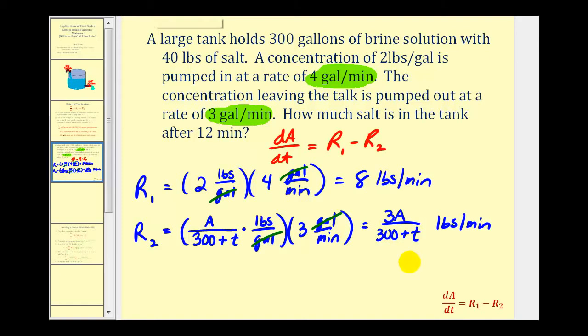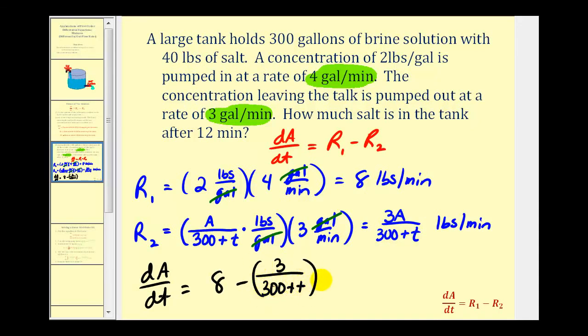So the differential equation to model this situation that we need to solve is dA/dt equals r sub 1, which is 8, minus r sub 2, which I'm going to go ahead and write as 3 divided by the quantity 300 plus t, times A. The reason I'm writing it this way is it's easier to recognize that this is a linear first-order differential equation. And also we know that A of 0 is equal to 40 because at time t equals 0, there's 40 pounds of salt in the tank.